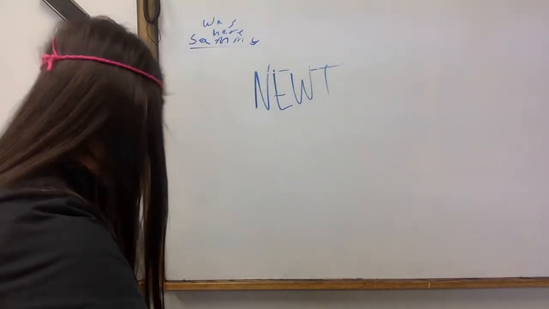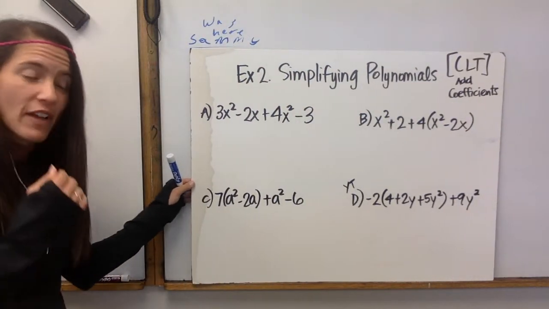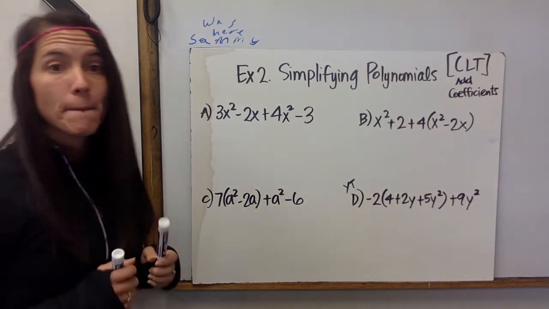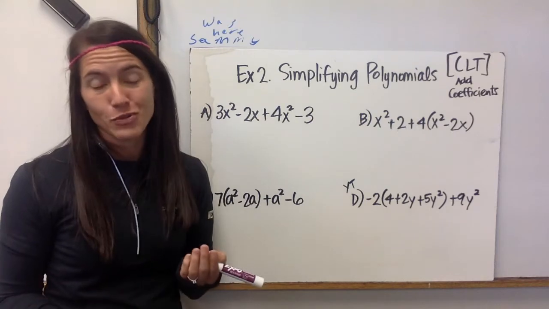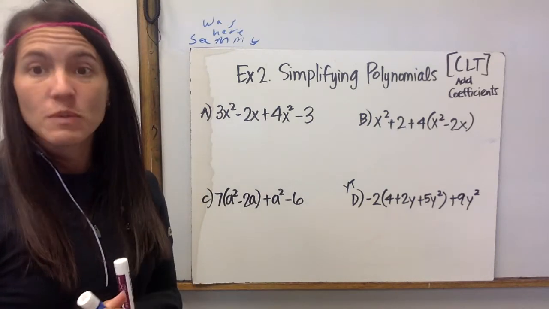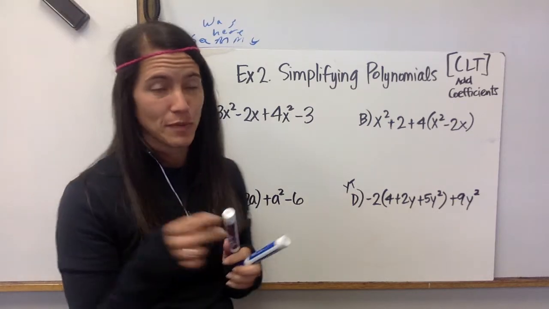Okay, next, example 2, simplifying polynomials. This is very much like combining like terms, CLT. What we're going to do is add our coefficients, but we have to make sure that they are like terms. They have to have the same variable and the same exponent.